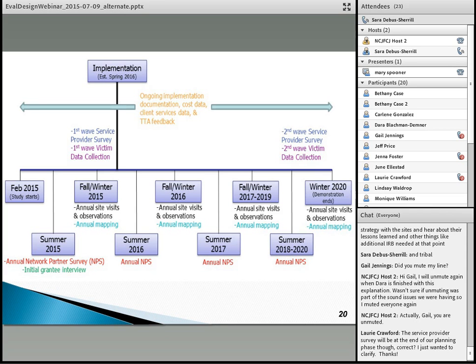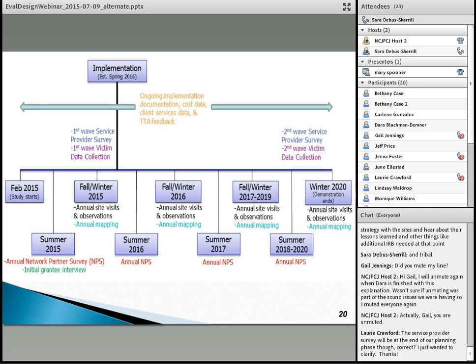And then in terms of what's coming up this year, right now we're focusing on reviewing information from the project materials and these first interviews. We're obviously going to continue participation in the monthly calls. That's really helpful for us. And then we are hoping next week to actually launch the network partner survey and the TTA feedback survey.